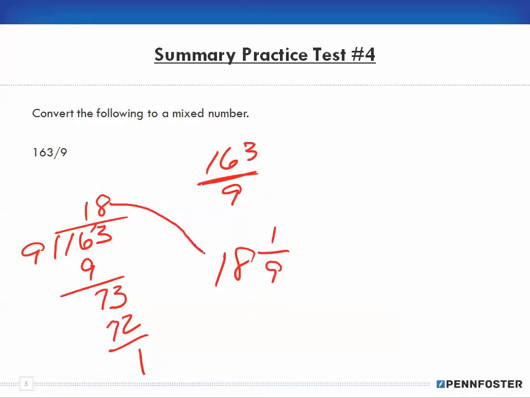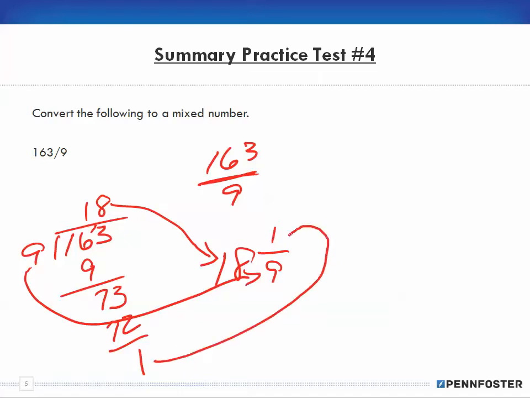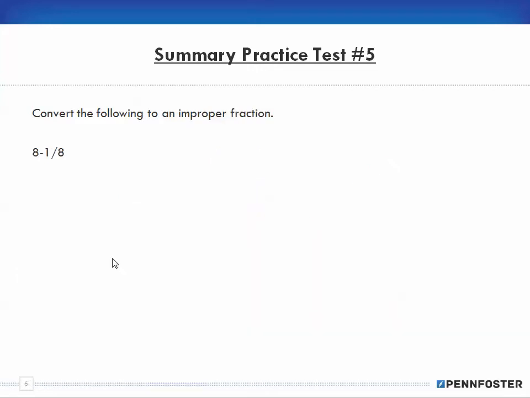So we end up with our whole number here. Our denominator is the 9 that we're dividing by, and our remainder goes into the numerator. So we end up with 18 and 1/9.